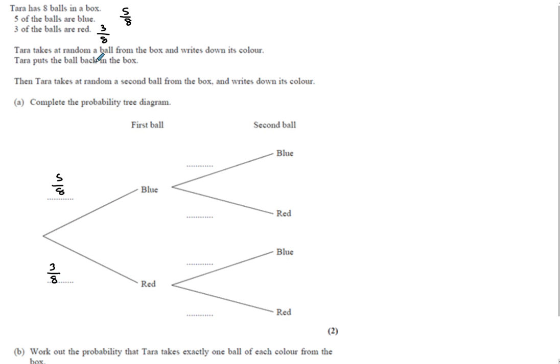Okay, Tara takes at random a ball from the box and writes down its color. Then she puts the ball back. So because she puts the ball back, she's replaced it. Okay, so there's still 8 balls in the box and 5 are still blue and 3 are still red. So when she's picking the second ball, the probabilities stay exactly the same. Okay, so nice and simple there.